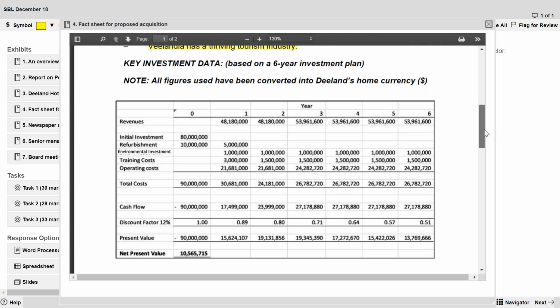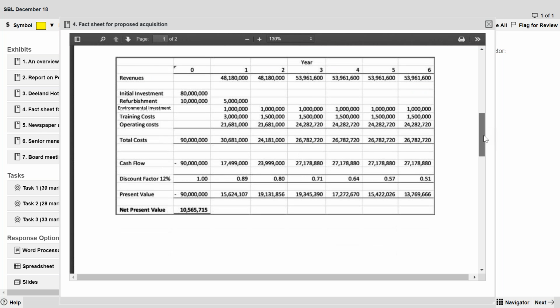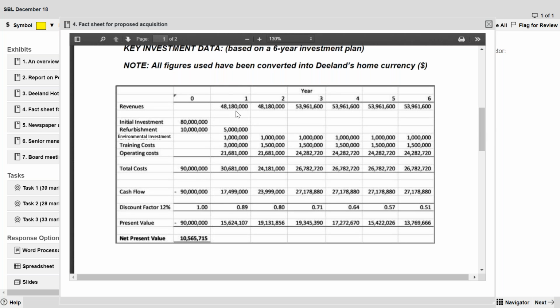And lastly, sensitivity analysis needs to be done. What if the projected revenues are short by 10%? And what if the projected costs overrun by 10%?